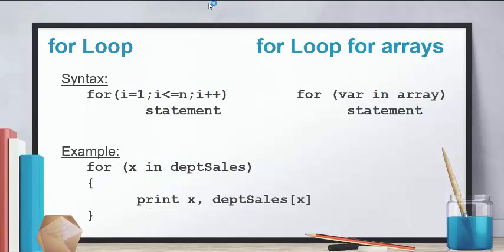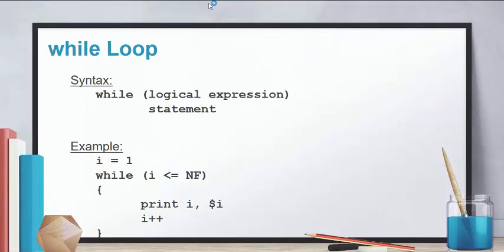Now next is the while loop. You know the while loop. First it will check the condition and then execute the statement. So over here, while the logical expression, if the condition becomes true, then the statements are executed. Over here I can write one example: i = 1 and i <= NF. NF means the number of fields in the file.